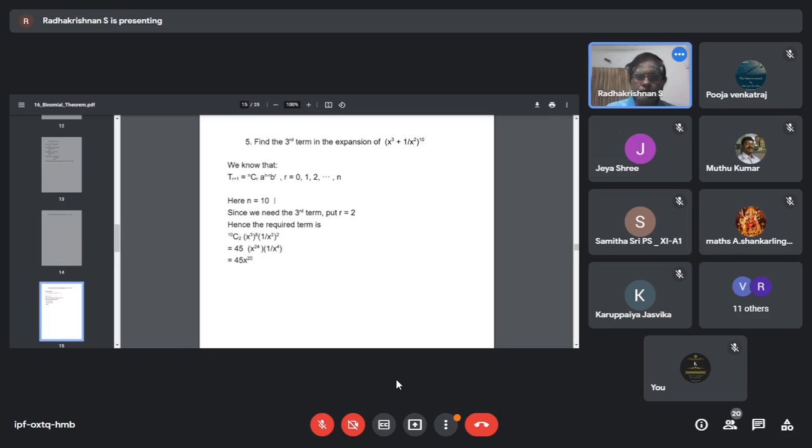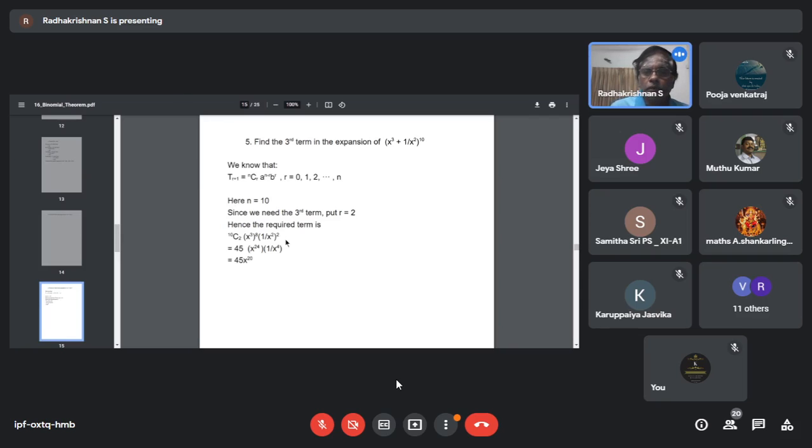N is 10. R is 2 because we need the third term, so you have to put r equal to 2. 10C2, the first term to the power of n minus r, that is 8. Second term to the power of r, that is 2. We are putting 45 x power 24 into 1 by x power 4, that is 45 x power 20. Very good.